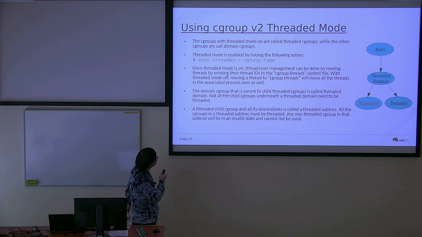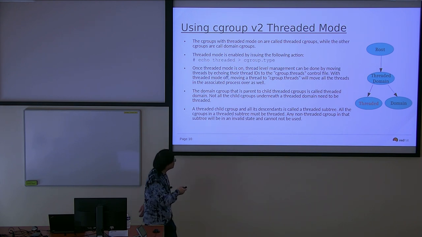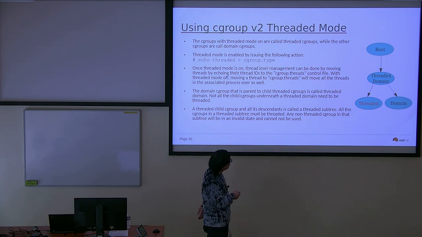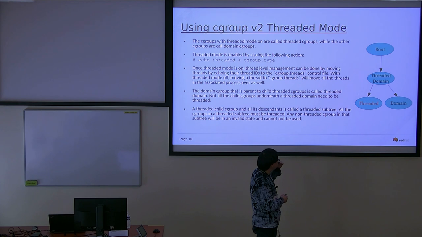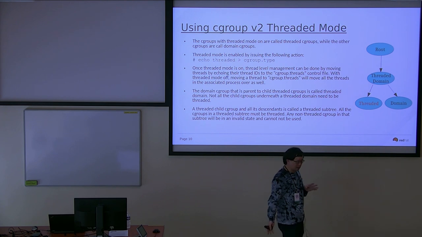The way of using the thread mode is that there is a special control file called cgroup.type. In the diagram here, if you want to use the thread mode, then you echo the string threaded into the cgroup.type file. Once you do that, this cgroup becomes what we call a threaded cgroup. And the parent of a threaded cgroup is in a special state, what we call the threaded domain. Another sibling within the same directory level can remain a domain cgroup, so it's not threaded. Only this one is. So this threaded domain has to manage children where some of them are threaded, while the others remain non-threaded.